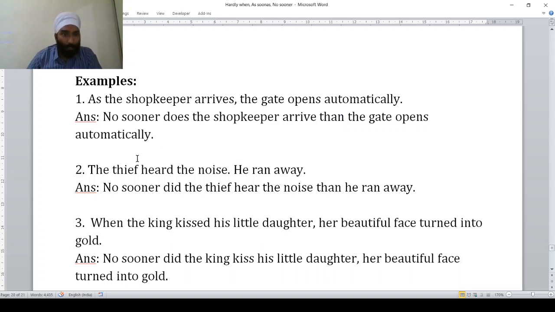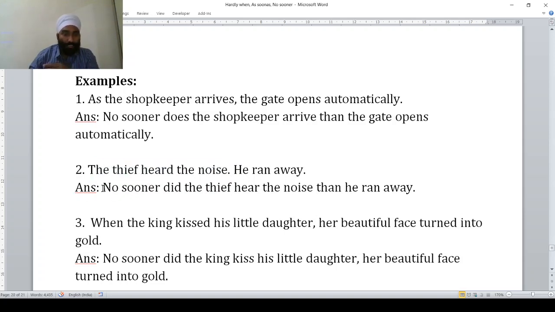Full stop. In the same way, the second example you can see, the thief heard the noise, he ran away. Two different sentences are there. So these two different sentences we have to join using no sooner than. In these two different sentences we can see the first action is in this sentence, the thief heard the noise. He heard the noise and thereafter he started running away.